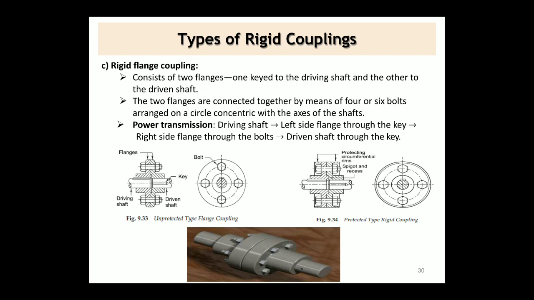The power transmission in this rigid flange coupling is from the driving shaft to the left side flange through the key, next to the right side flange through the bolts, and next to the driven shaft through the key. The total flange coupling is shown in the figure below after the complete assembly.